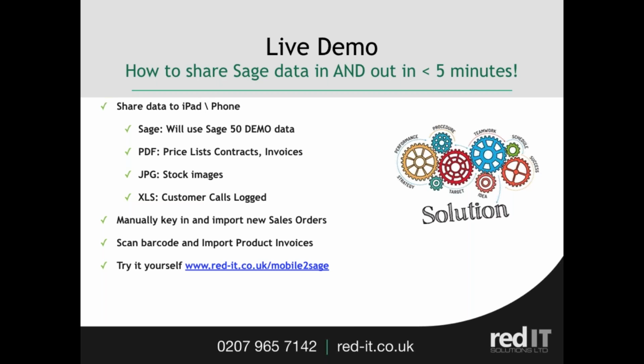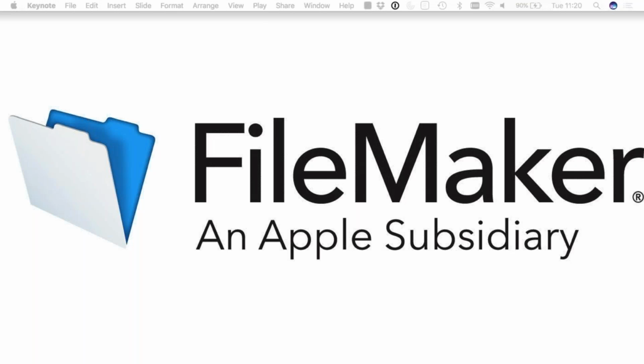What I'm going to do is launch the application from an iPad in a second, and I'm going to manually just put in a sales order. Very simple. But then the next thing I'm going to do is use the iPad's camera to produce a product invoice by just scanning the barcodes. Now, this stuff is all released to you on our website, so just go to Red IT and Mobile to Sage. So let's just jump in and have a look at that together. So we'll just switch the presentation over in a second.